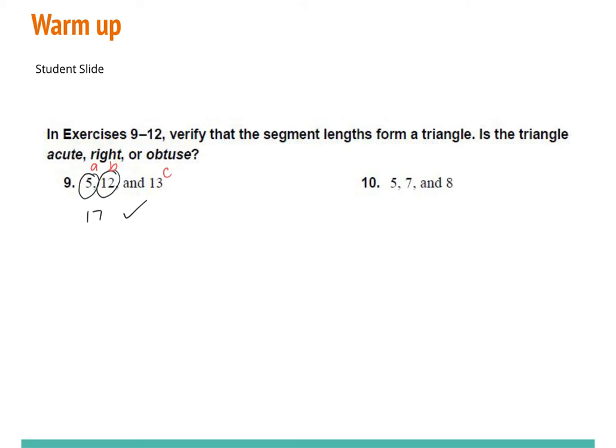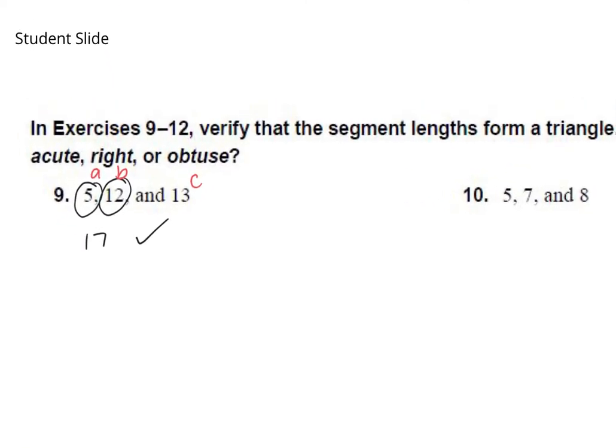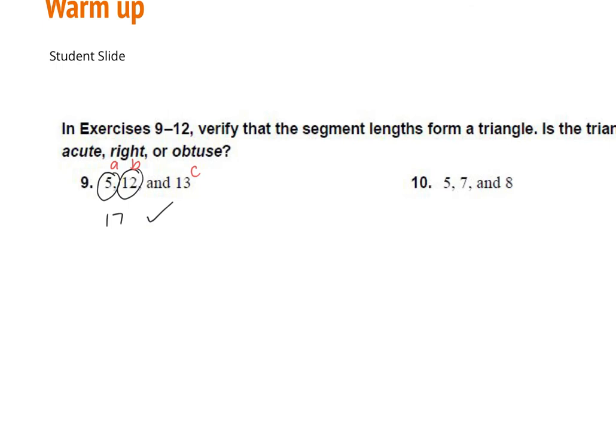But just make the other one the appropriate one. So we've got a equals 5, b equals 12, and c equals 13. We're going to compare c squared to a squared plus b squared, okay? C is 13, so 13 squared. A is 5, 5 squared, plus b, which is 12 squared.